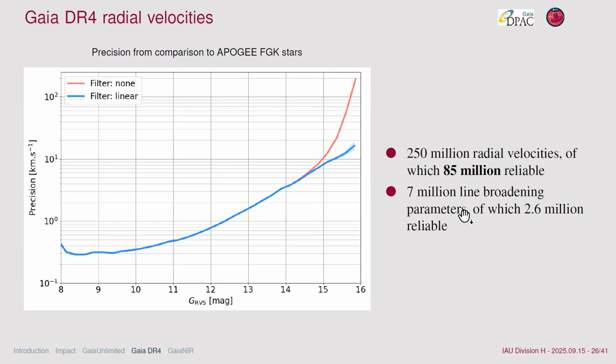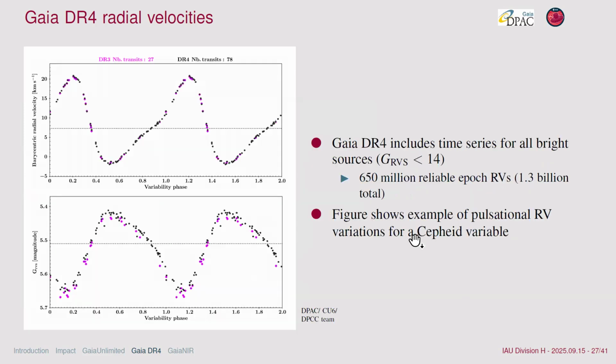Now, I mentioned before, you will get astrometric time series data. This is also true for the radial velocities. We will give you radial velocity time series for all the sources that were observed.